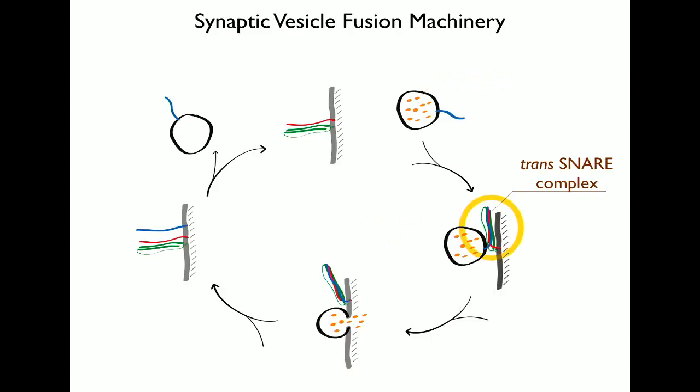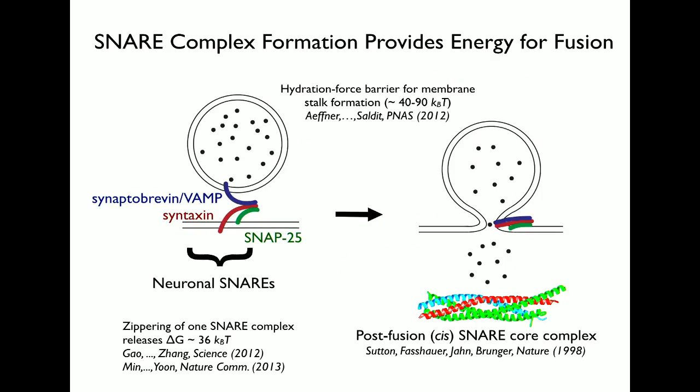So let me begin with the SNARE complex itself. This sort of summarizes what we know about it today. We now know that the complex is formed, and when it forms, it pulls the membranes together and sets the stage for fusion, as is illustrated here.